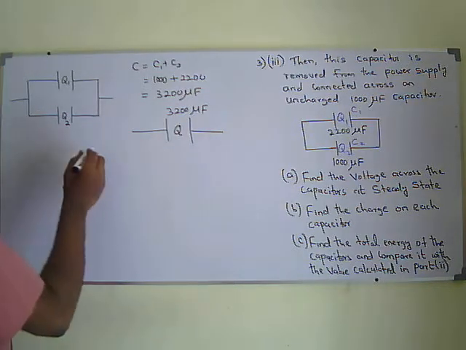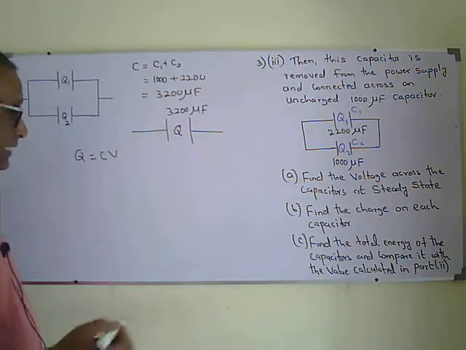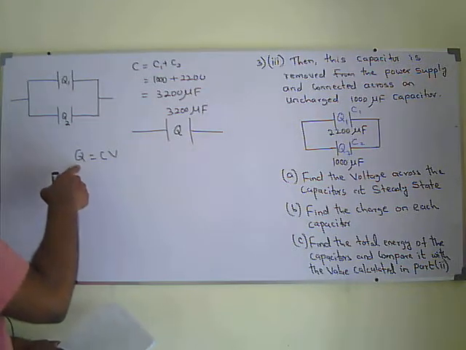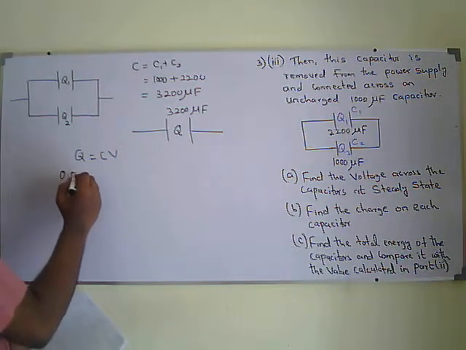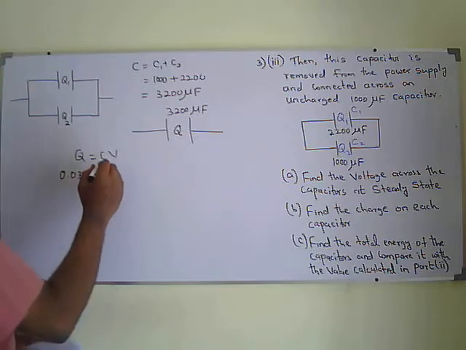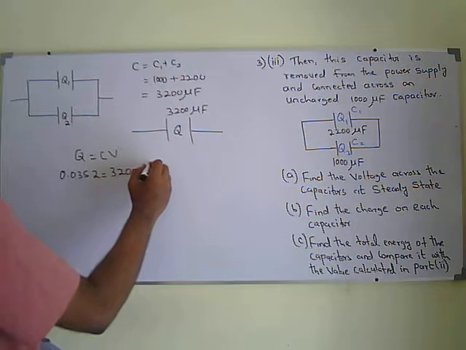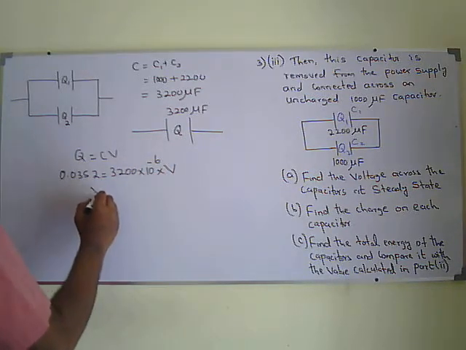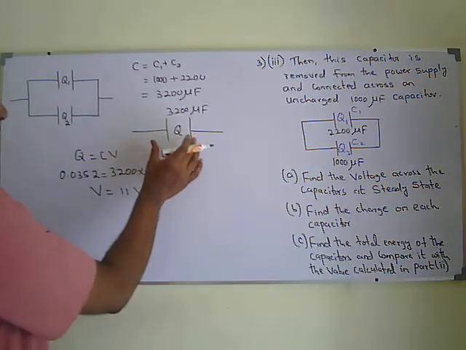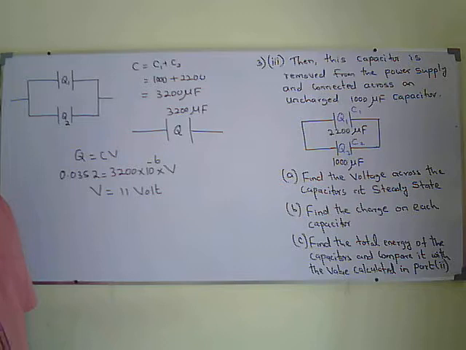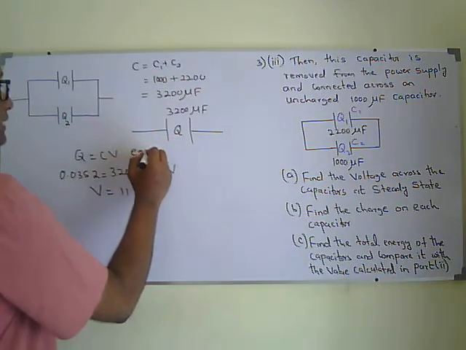So I can use Q equals CV for the equivalent capacitance. Q is the initial charge stored in the 2200 microfarad capacitor, 0.0352. The capacitance is 3200 microfarad, 10 to the power minus 6, into V. Find the V, that will be 11 volt. So 11 volt is the voltage across the equivalent capacitor. Careful, that's the voltage across the equivalent capacitor. I'm using this for the equivalent capacitor.